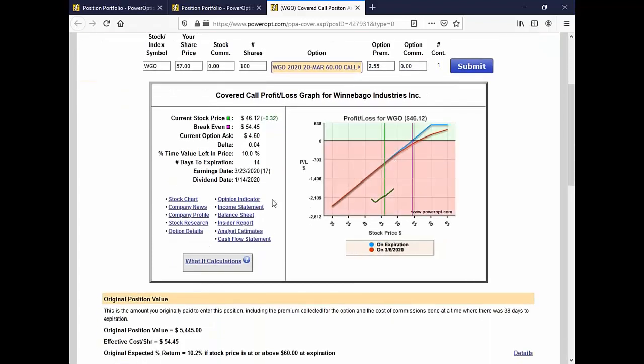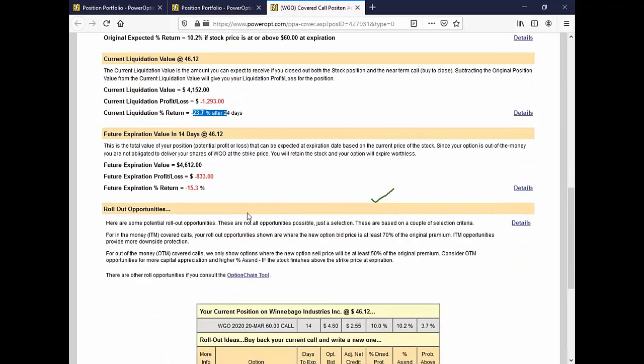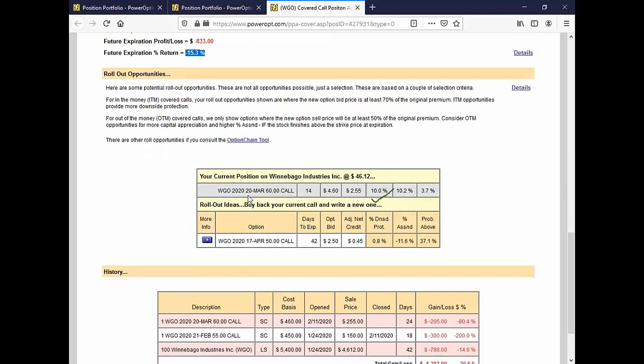Okay, so we're in a position here where we're currently at a loss of 23.7% with a max return loss of 15.3%. Darn it. Okay.